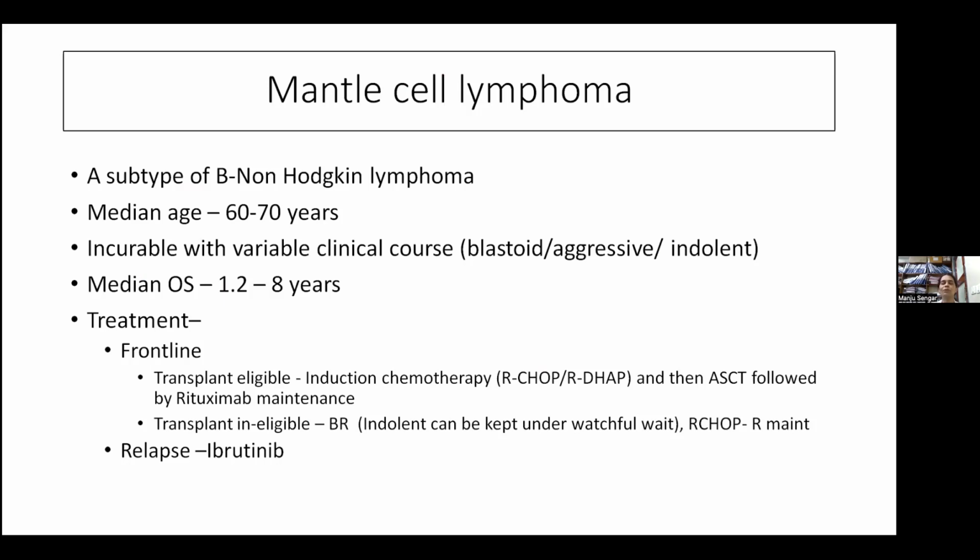The treatment depends on whether the person is fit for transplant or not. If the person is fit for transplant, you go ahead with induction chemotherapy, which is either R-CHOP in combination with RDHAP, and then you do transplant, followed by rituximab maintenance for 3 years. In transplant-ineligible subjects, there are several options. One of them is bendamustine rituximab, or R-CHOP followed by R maintenance. If the patient has indolent disease and no symptoms, they can even be kept under watchful waiting. When there is relapse, the preferred first-line option is ibrutinib, but this is not the only option. There are several other drugs available for relapsed mantle cell lymphoma.